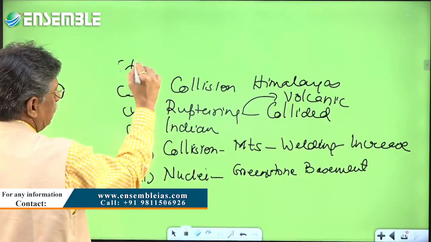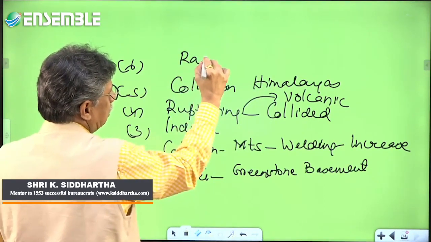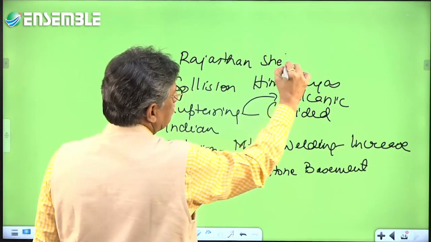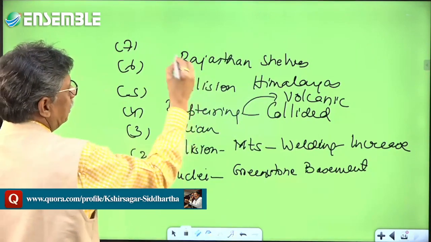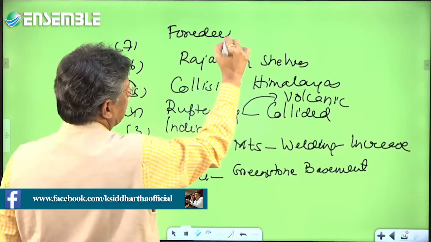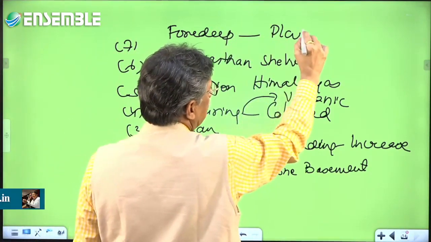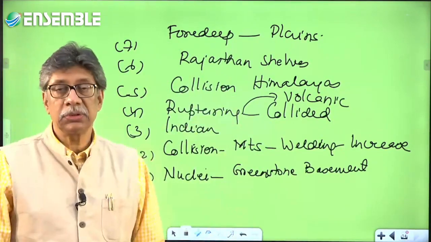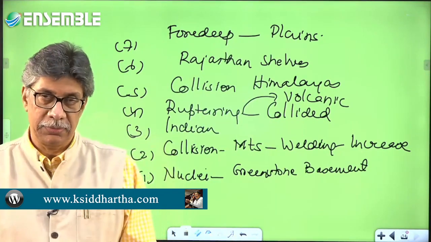The sixth was the formation of the Rajasthan and Gujarat shelves because they were under sea. And the seventh was that while the Himalayas formed, that led to the formation of a fore deep. And it was this fore deep that filled up to lead to the formation of plains. That is how the present geological personality of India came to evolve.